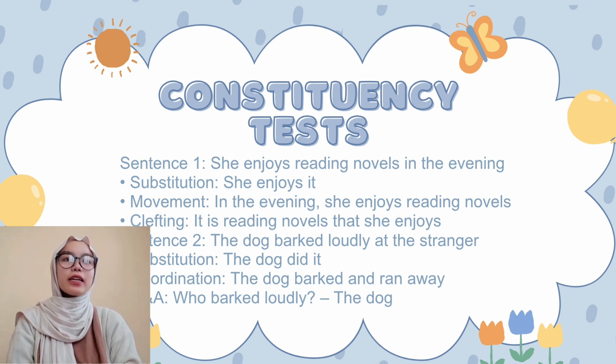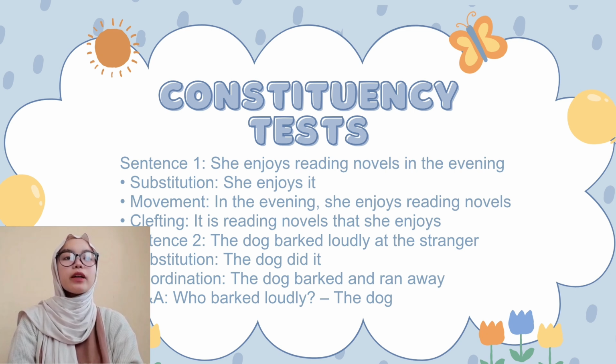Now, let's check if a group of words is really a constituent using constituency tests. For example, in "she enjoys reading novels in the evening," we can replace the verb phrase with "it." "She enjoys it." It's correct. We can move parts of the sentence, "in the evening." "She enjoys reading novels." It's correct. We can also use clefting. "It is reading novels that she enjoys in the evening."